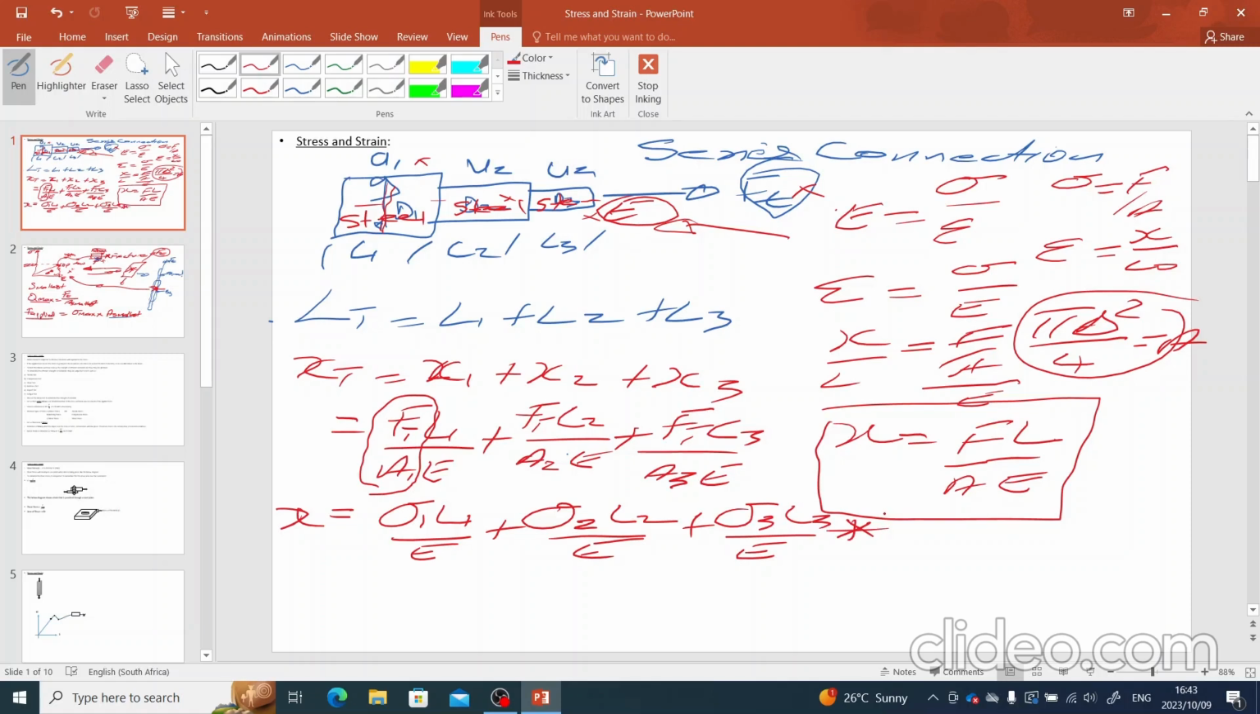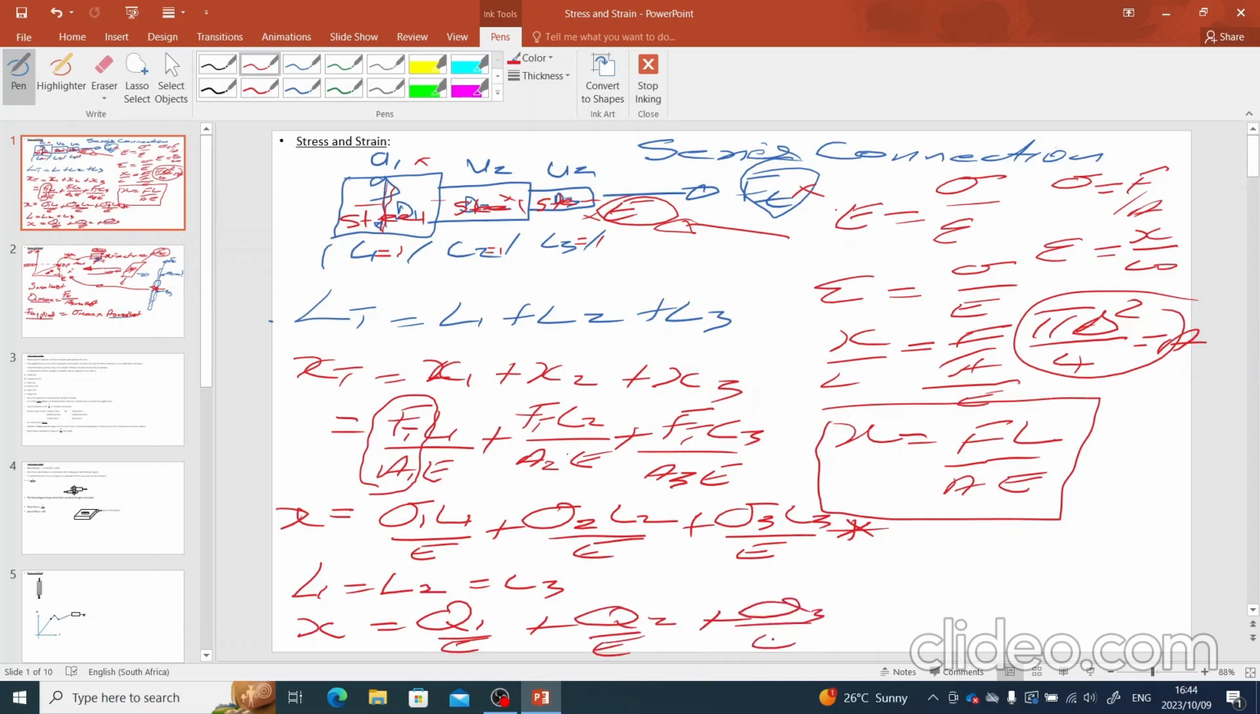And again, under the series connection, the length can be the same. You can be given the lengths being of the same length. Here it could be 1 meter, 1 meter, 1 meter. It means the length is the same. L1 equals L2 equals L3. Now, when coming to that formula, it will be the change in length equals stress 1 over Young modulus plus stress 2 over Young modulus plus stress 3 over Young modulus.